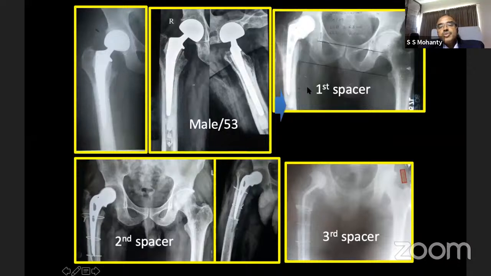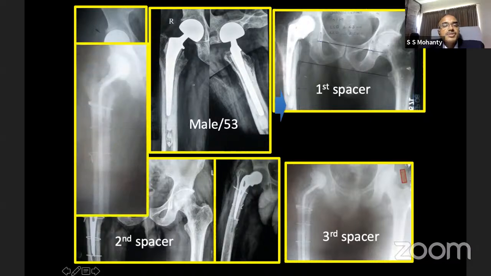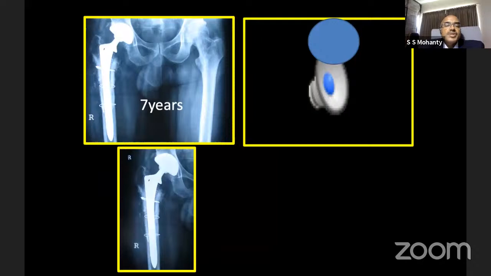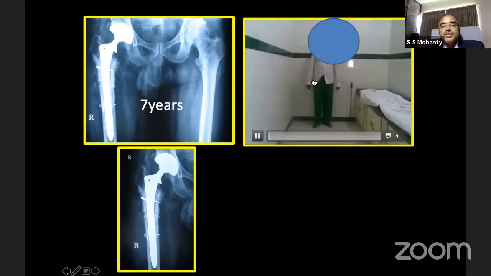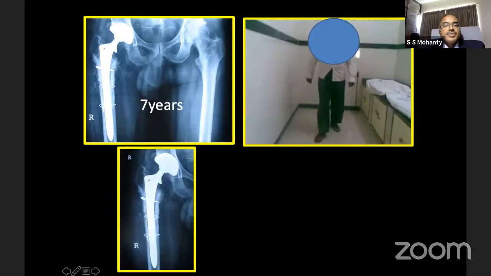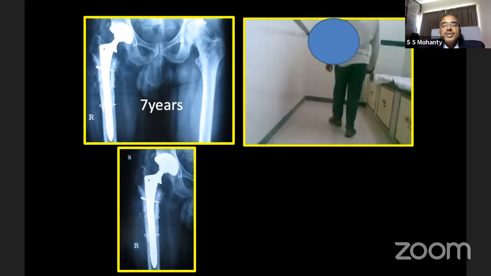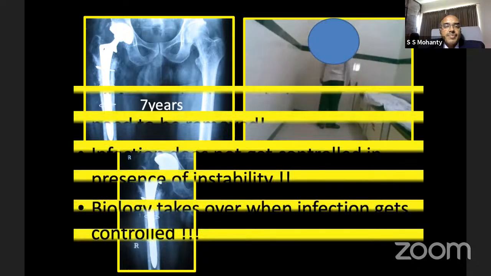The first spacer was put by a surgeon. There was still cement left. The infection didn't get controlled. A second surgeon did an ETO, but the cement spacer was not stable. Hence, we put a third spacer using our templates, and then subsequently converted to an uncemented total hip replacement. That is a 7-year follow-up of this chronically infected patient. There was restoration of the hip biomechanics, restoration of function, and no recurrence of the infection.